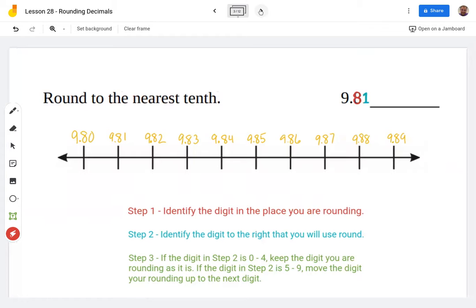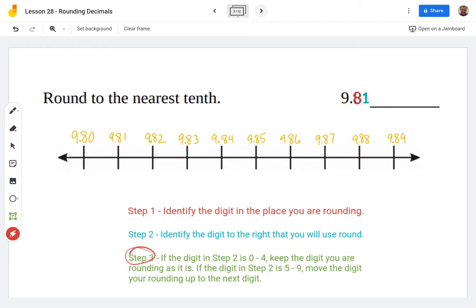In this example, we are asked to round to the nearest tenth, and the number is 9 and 81 hundredths. So step 1 says, identify the digit in the place you are rounding. Well, we are rounding the tenths place, and that is the digit 8. Step 2 says, now identify the digit to the right that we'll use to round. The digit to the right of the 8 is the 1 in the hundredths place. That is what we will use to round the 8.